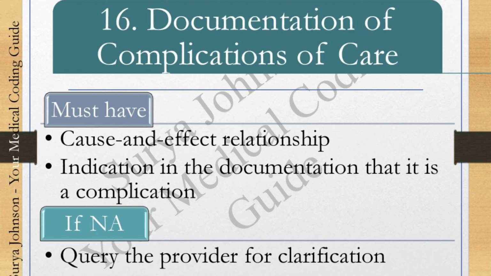So number 16 is documentation of complications of care. What you must have: when you are coding for a complication of care, there must be a cause and effect relationship indicated in the documentation that it is a complication. So what caused this complication, how this thing occurred, there should be documentation for that, and also what kind of complication it has led to should be documented. If the documentation is not available for the cause and effect relationship, or there's no indication that there's a complication, in that case you should query the provider.